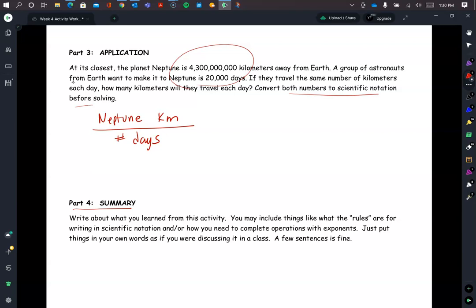The summary, just kind of tell me what you learned. What about the rules? What did you pick up from this? What did you like best? What did you hate? I mean, whatever you want to write, but just as if you were talking to someone in class and kind of paired up to discuss it. Just a few sentences, and then you don't need to write a separate sheet for a summary.